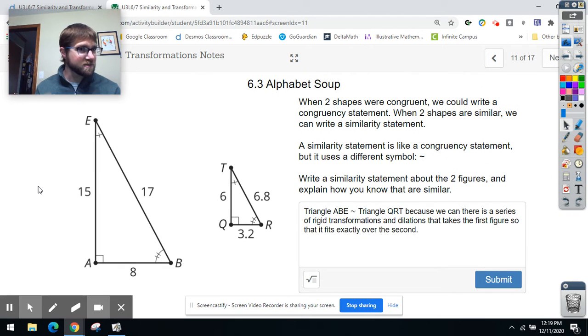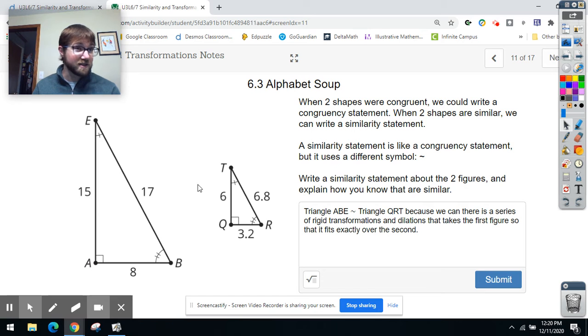So, in general, when two shapes were congruent, we had that congruence symbol, and we would write congruence statements. We can do the same thing with triangles and similarity statements. Just use a different symbol. The order is still important, though. And so I would say, as one possible example, triangle ABE is similar to triangle QRT. Notice that all of the correct matching angles are in the same order. First A, then B, then E, and in the same order, Q, then R, then T.